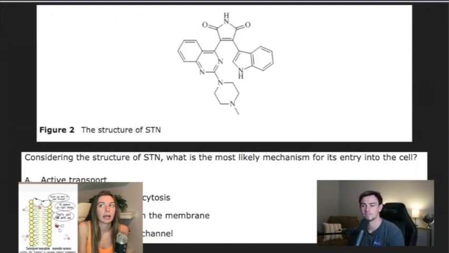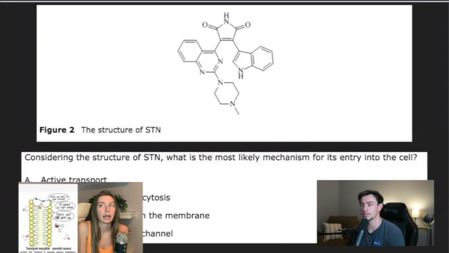D says passage through an ion channel. This molecule is not an ion, so I wouldn't think it would go through an ion channel. Between B and C, I just feel more comfortable saying that this molecule is pretty hydrophobic, but it's not very big. So I'm going to go with C. And that's how I would have figured it out if my brain was working that day. What did you put the first time? I think I put active transport.